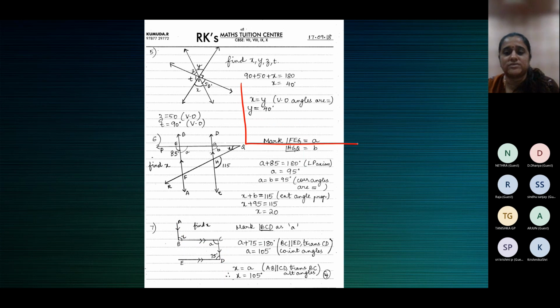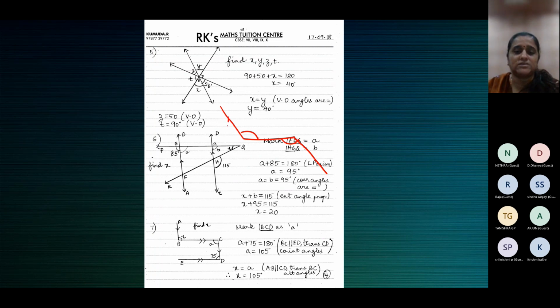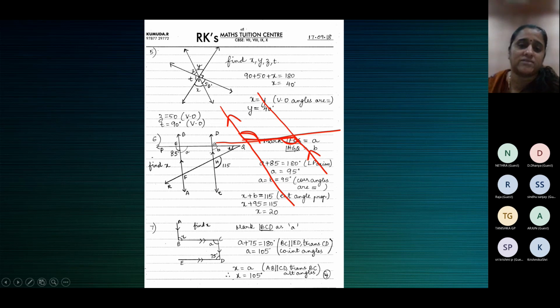Parallel line, transversal, parallel line. Or like this. See it? Here, alternate angles are equal. These two lines are parallel, and this is the transversal. You can produce them like this. These are alternate angles because they are on the opposite sides of the transversal, and both are interior angles. So they are alternate interior angles, and they're equal.